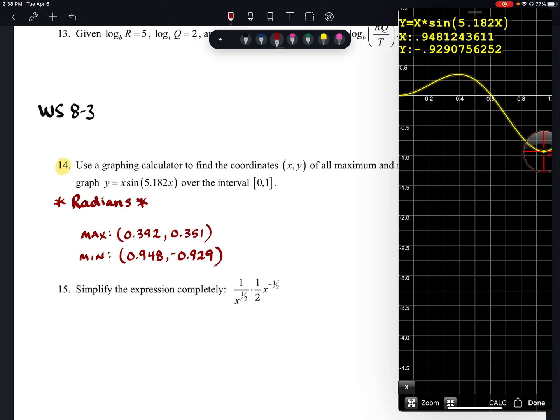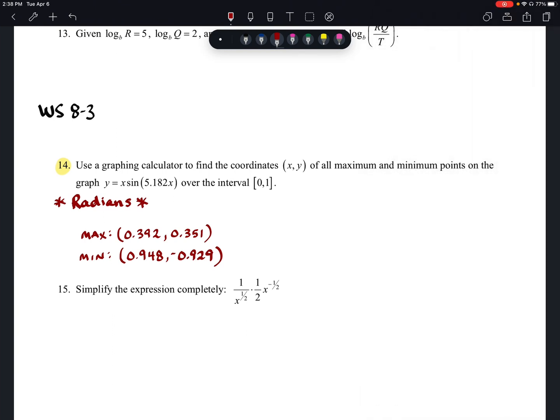And we don't have any other points that we would consider to be maxes or mins in this interval, so that's where we will leave it. So this is your answer for number 14 from worksheet 8-3.